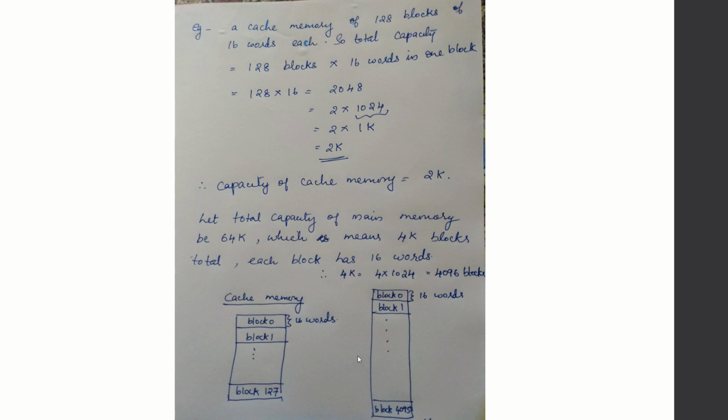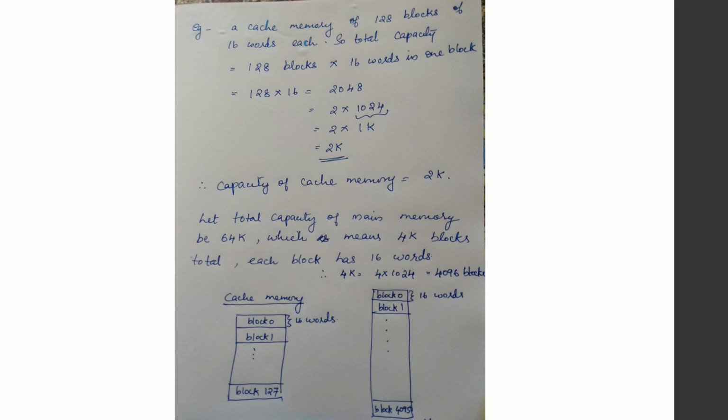So the same question may appear in the external examination. First of all, you should understand what is the capacity of the cache memory in our example and what is the total capacity of main memory in our example. We took a 2K size cache memory which contains 128 blocks, each block containing 16 words. In the case of main memory, a 64 kilobyte main memory is there, which is divided into 4096 blocks, each block having 16 words. So that is the detail about my example.